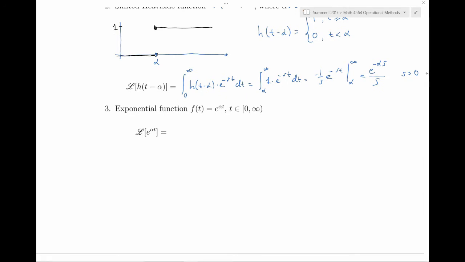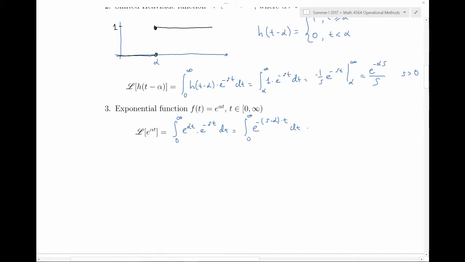So what are the functions we can compute Laplace transform of? Well, we have elementary functions like polynomials, trig functions, exponential functions, and that's what we're going to do. So first let's consider e to the alpha t. Well, by definition, again, it's an integral from 0 to infinity, e to the alpha t times e to the minus st dt. We can say that that's the same as the integral of e to the minus s minus alpha times t dt.